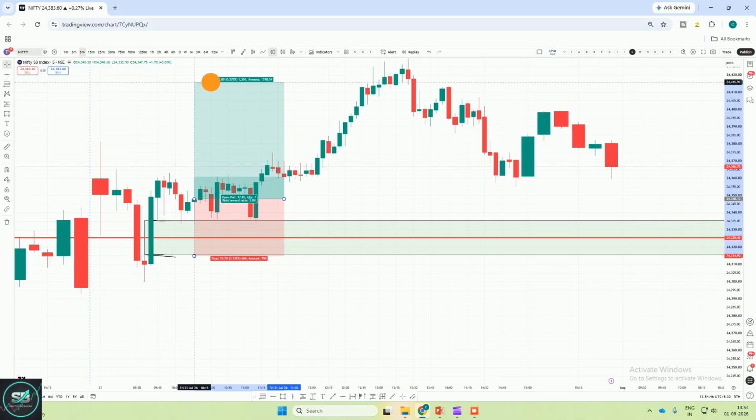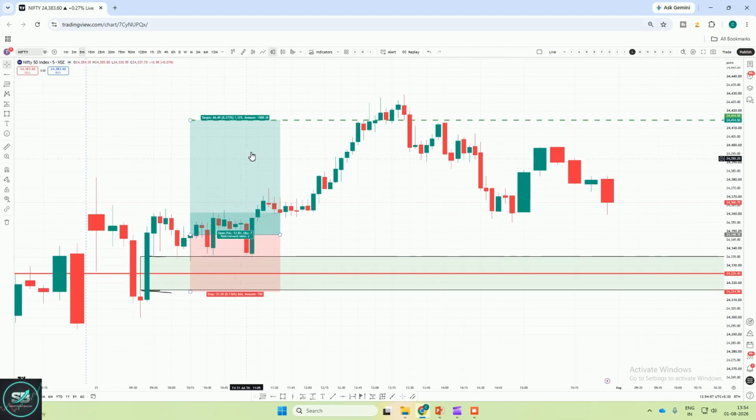Your first target is 1:2 here. So exactly we have achieved 1:2 here. This is our first target. Market exactly came here till 1:2. So this is how we have achieved our first target.